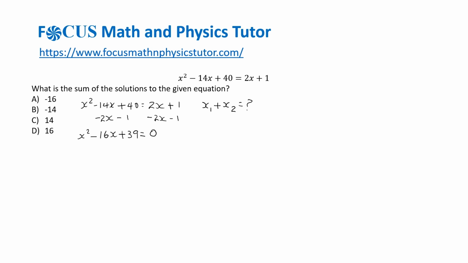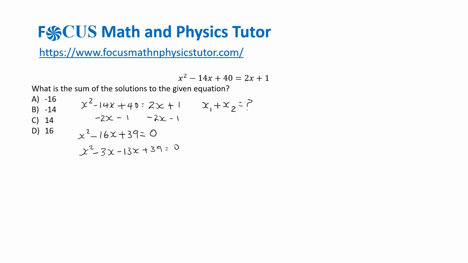So now we have a quadratic equation. You can use the quadratic formula to find the solutions, or you can also use the factoring method. Let's use the factoring method in this case. x squared minus, we can rewrite 16x as 3x minus 13x, that will be plus 39 equals 0.